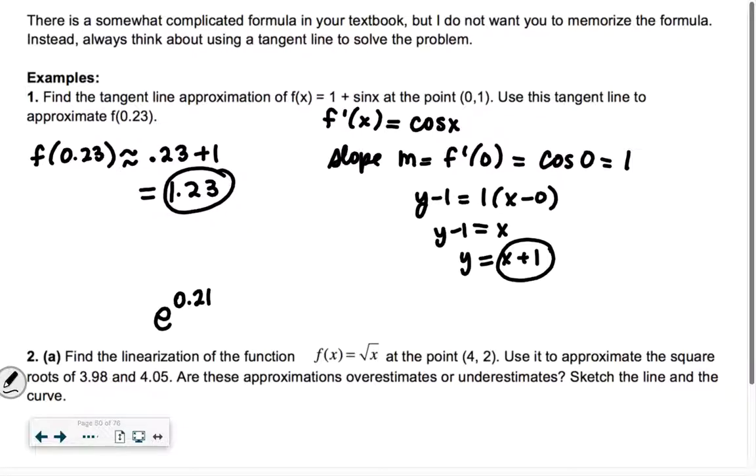The 0.21 is what I want, so I'm close to 0. So the point I would use then would be 0, comma, what do I get when I plug in 0 into y equals e to the x? 1. So I'd use 0, comma 1. Does that make sense? So you always pick one that's close to it.